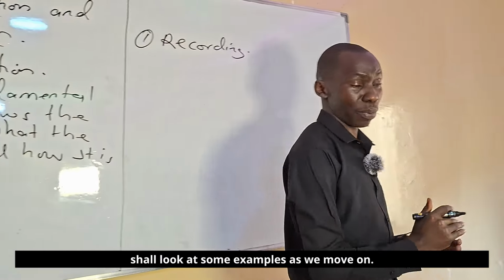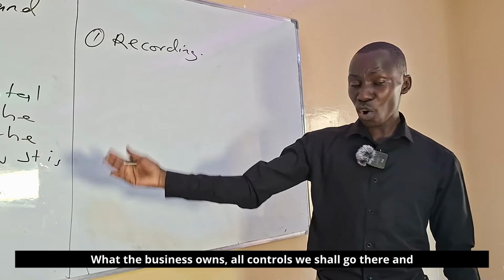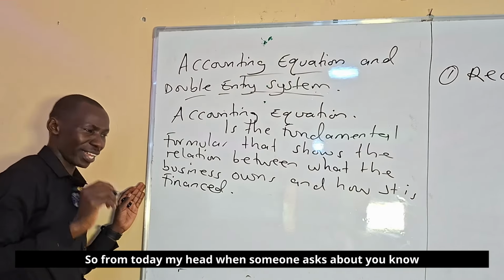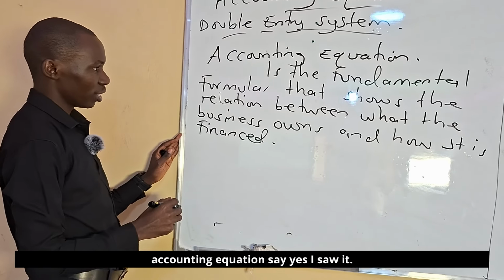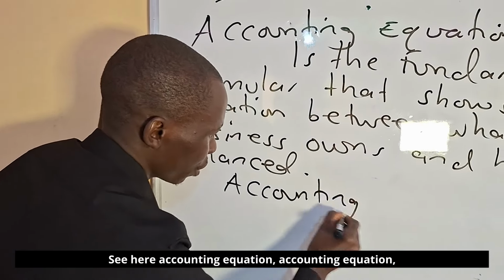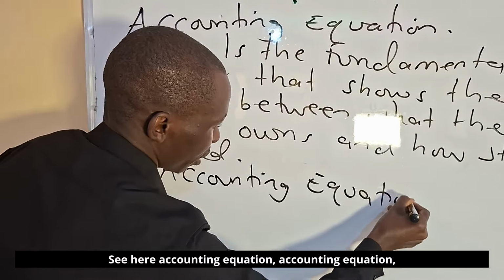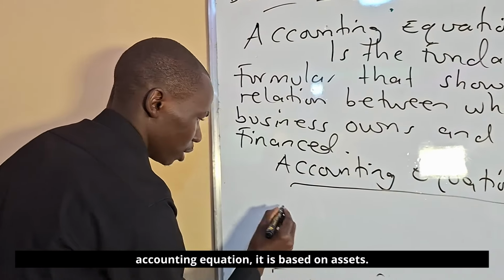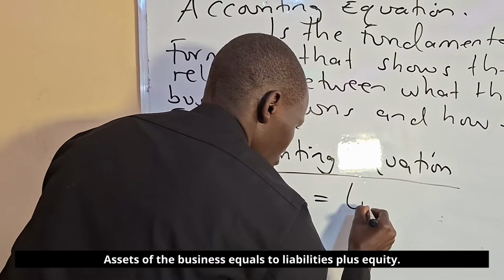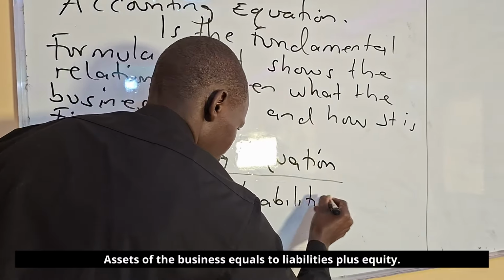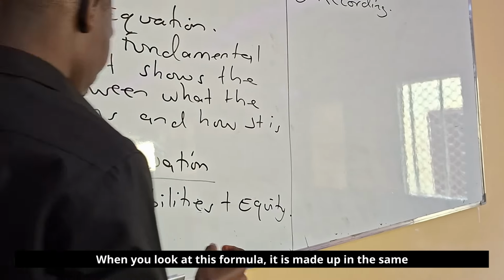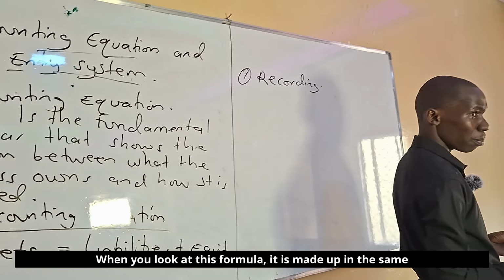We shall look at some examples as we move on. What the business owns or controls, and how it is being financed. So from today, my learners, when someone talks about the accounting equation, say yes, I saw it. See here, accounting equation. It is basically assets of the business equals liabilities plus equity. Assets equals liabilities plus equity.